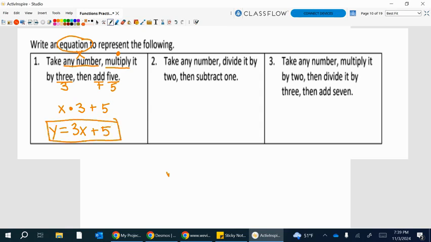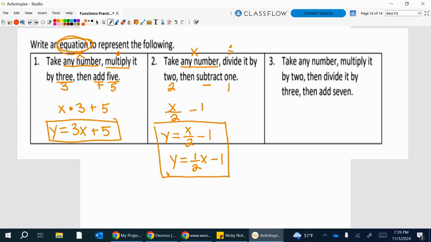That is our equation. Okay, number 2 says take any number, so that's going to be x, divide it by 2, then subtract 1. So same thing, we're going to write this out: x divided by 2 minus 1. But we remember we need an equation, so it's going to be y equals, and this you can either leave like this, x over 2 minus 1, or you can write it like this, y equals 1/2 x minus 1. Either one of these is fine.